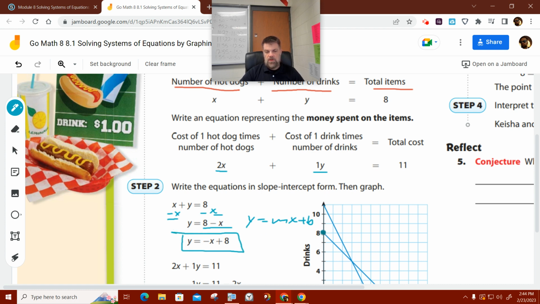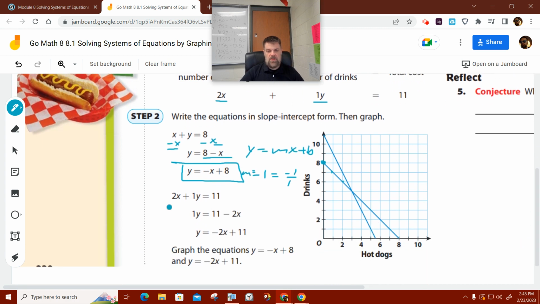I go to the y-intercept of 8, and then I go down 1 over 1, down 1 over 1, because negative 1 is equal to negative 1 over 1. That's my slope, right? So then the other thing that we have to do is the second equation, same thing. I'm going to solve for y. I subtract 2x from both sides.